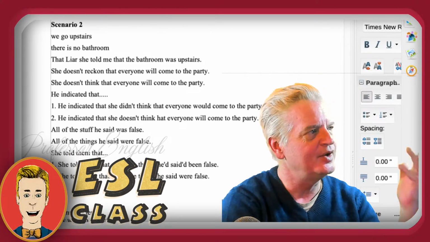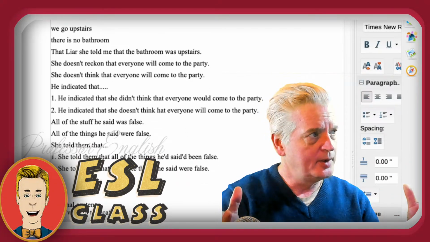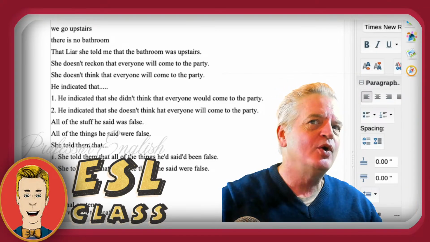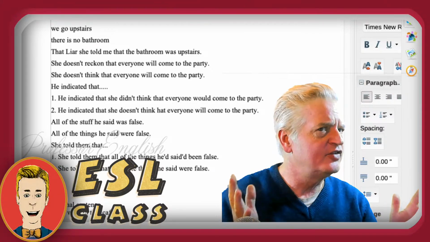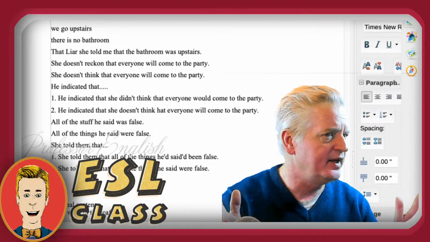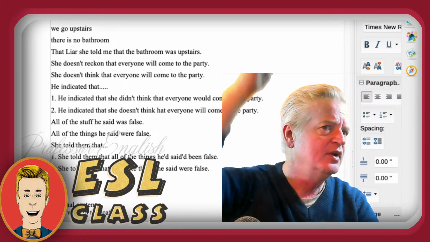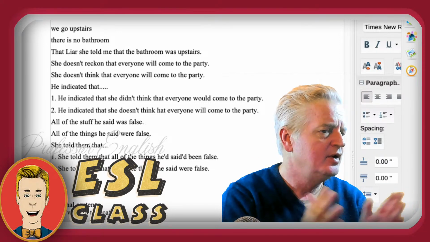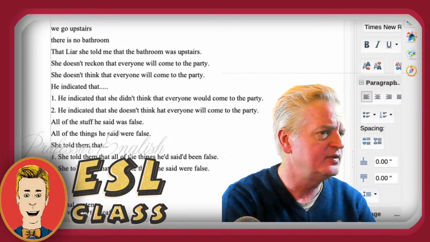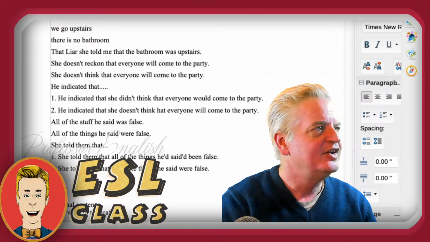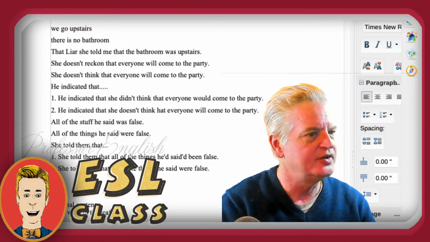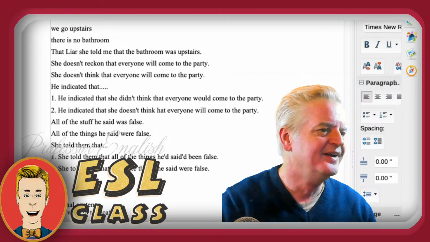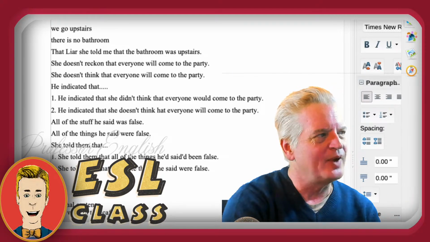So here's scenario number 2. We go upstairs. There's no bathroom. Okay? So we're disconnected from that woman now. We're disconnected from the information lady. We left the room. We went upstairs. We're far away. In time, maybe not so much, maybe just a few minutes. But now we're at least disconnected by space. And what do I say? That liar. She told me that the bathroom was upstairs. So now there's this disconnection. Also, what she said was not true. Okay, so I think that's a really good way of remembering that.